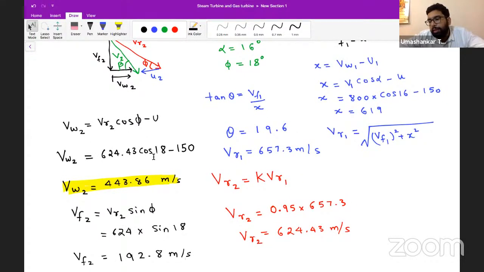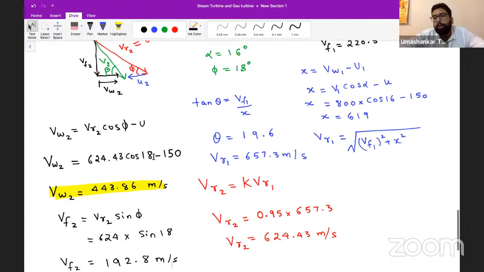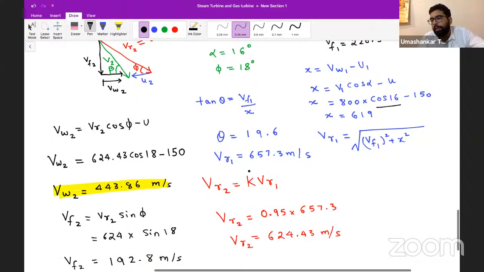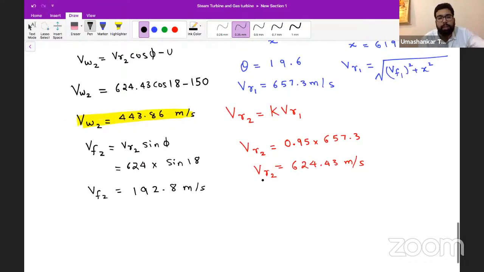Anirban, you are asking, sir, I did not get cos 516. Where is cos 516 written? This is cos 16, my dear friend, not cos 516. Cos 16 degree. Nowhere have we written cos 516. Okay, got it? So this is the VF2 we are having.